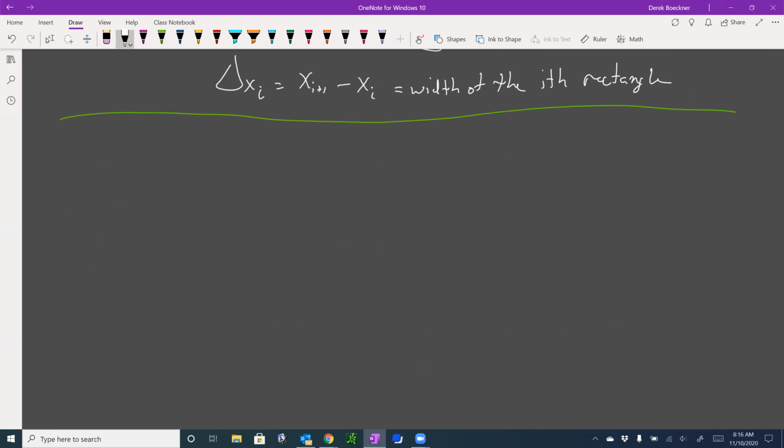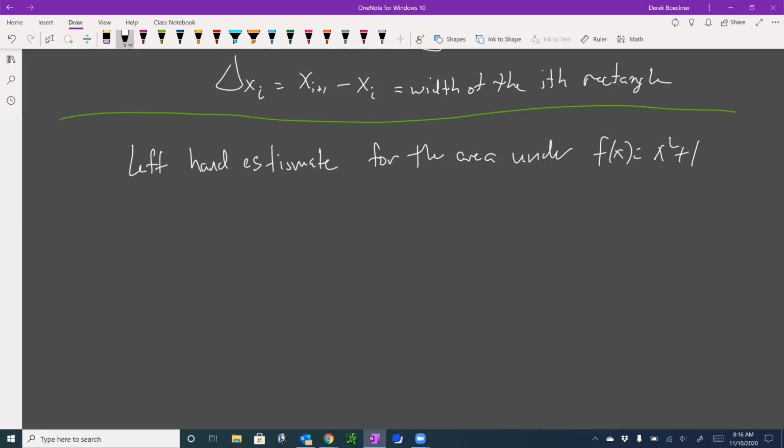So let's do a left-hand estimate for the area under f of x equals, let's say, just x squared plus 1 from x equals 2 to 4 with, let's go with 4 rectangles. We'll say equal width rectangles.